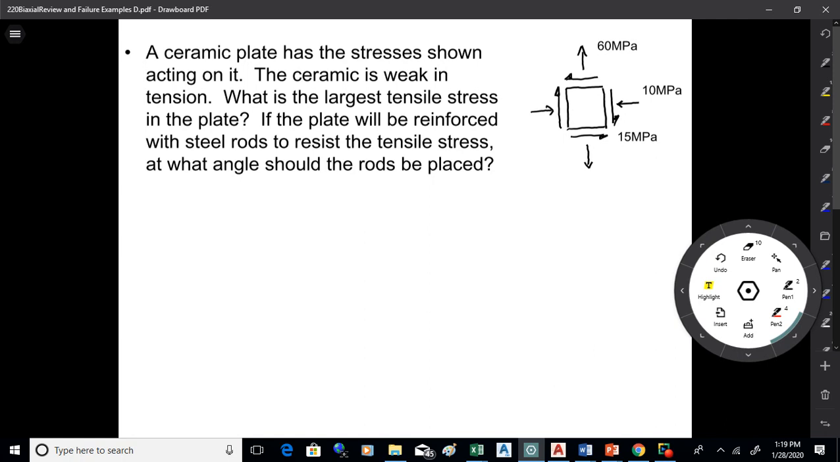Now you have to do a little bit of analysis on this, because there's only one largest tensile stress at one particular angle, but you're going to find two angles with that tangent 2 theta formula. So you kind of have to figure out which angle is the one to use after you calculate it, okay?